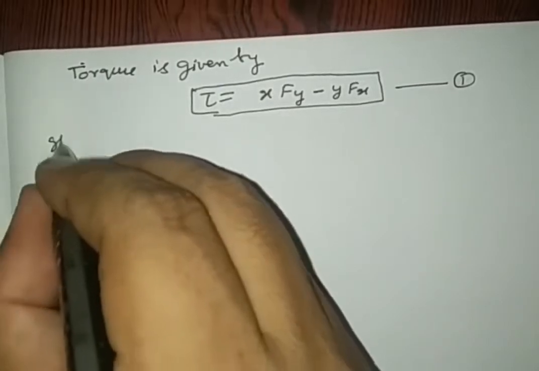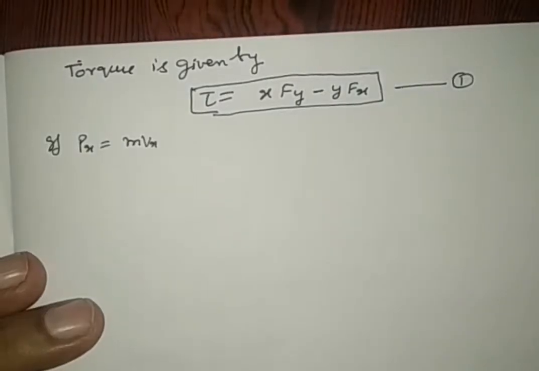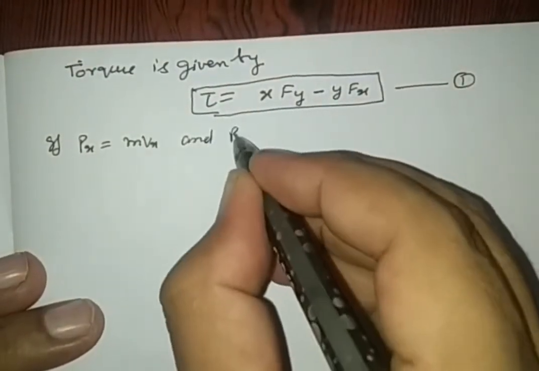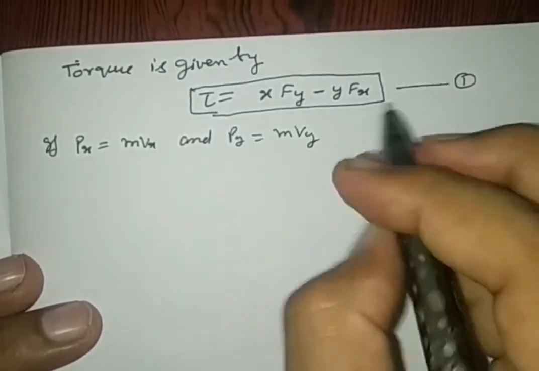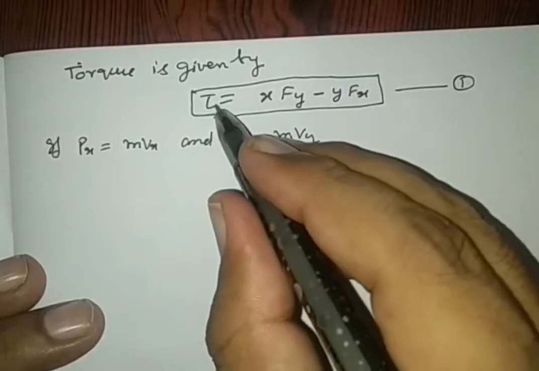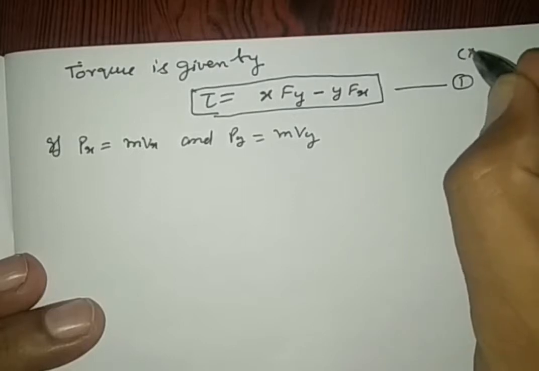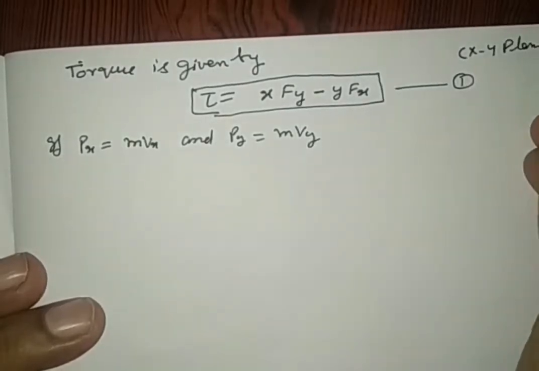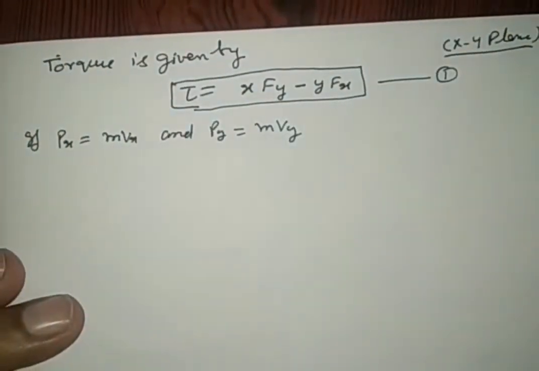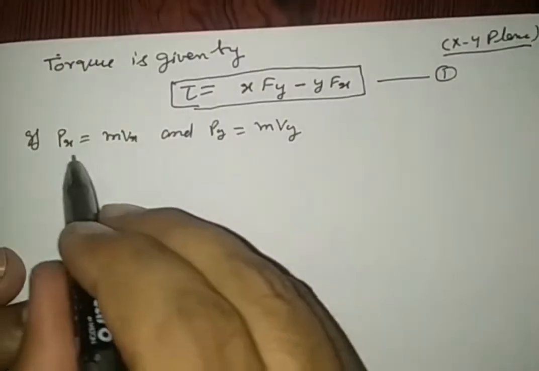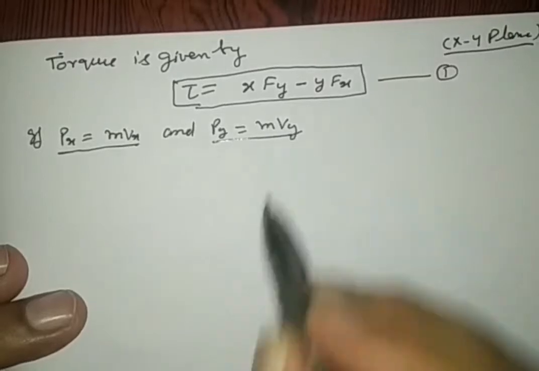If we take Px is equal to m vx and Py is equal to m vy, since this is the formula for torque on the xy plane. In which plane? The xy plane. If you remember this xy plane, consider the plane of a paper. In that condition, imagine Px is equal to m vx and Py is equal to m vy.